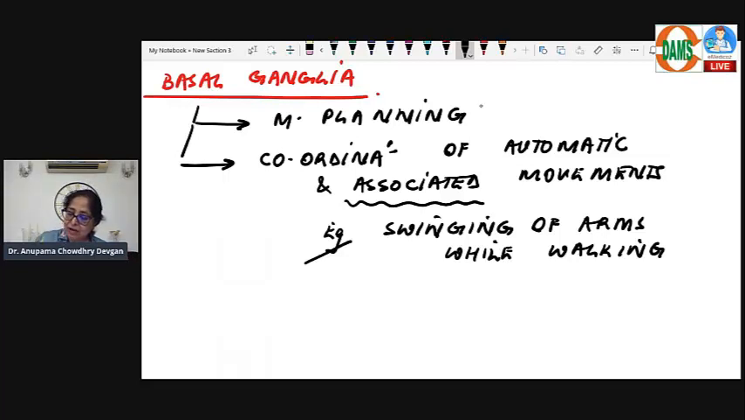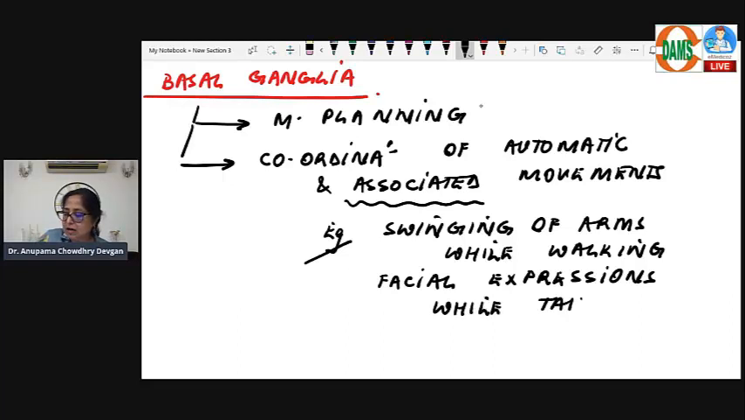Let's look at another one. Facial expressions while talking. These are also an example of basal ganglia coordination. Facial expressions while talking, isn't it? Okay? So this is involved in coordination of automatic and associated movement. Facial expressions while talking is an associated movement. Yes, me moving my hands and arms while talking to you is also an associated movement. This is under the control of basal ganglia.